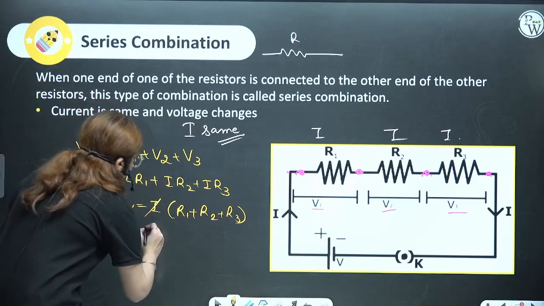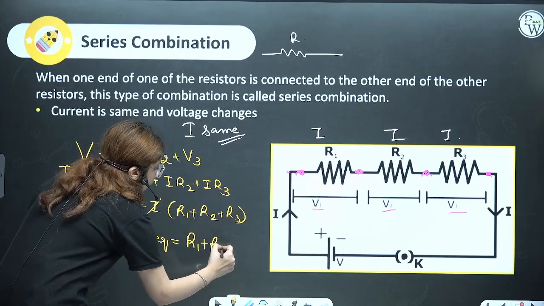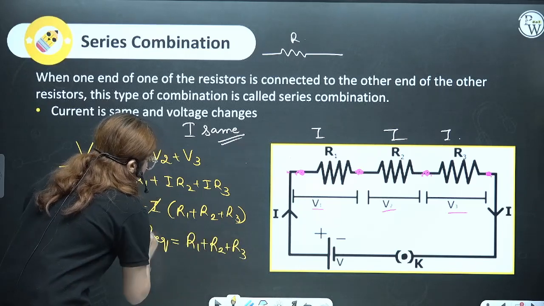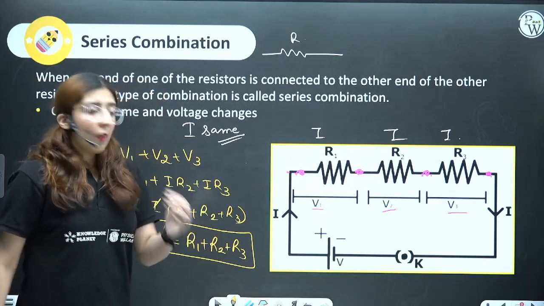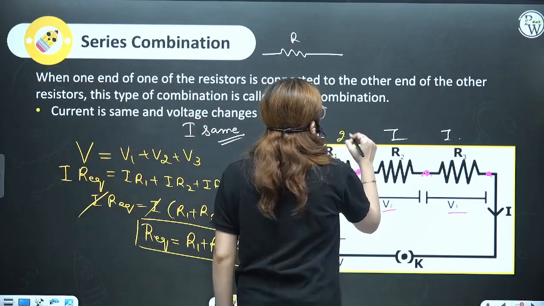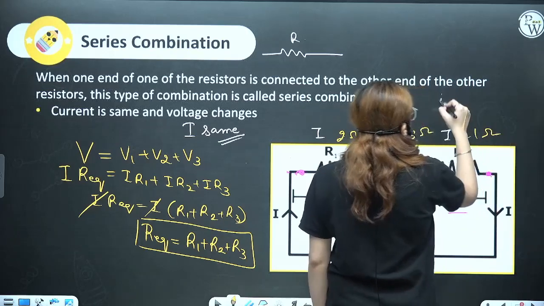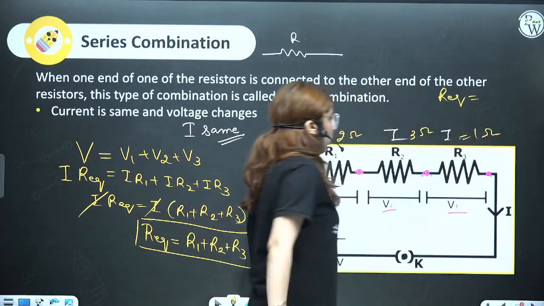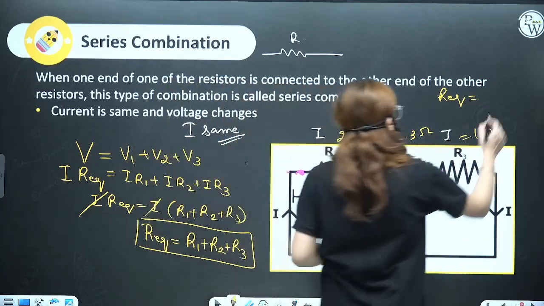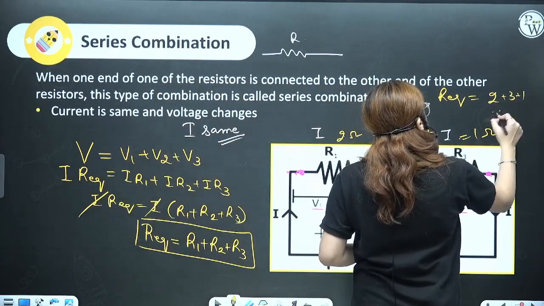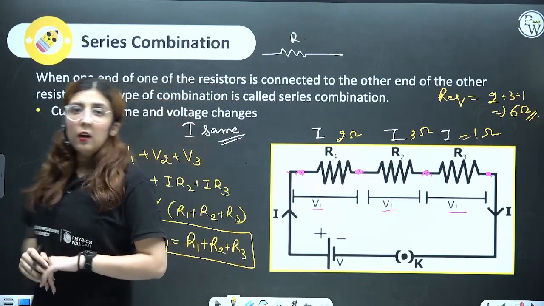In order to find the net or equivalent resistance, whenever the resistors are in series, you just have to add them. For example, if R1 is 2 ohm, R2 is 3 ohm, and R3 is 1 ohm, what is the R equivalent? They are in series, so directly add them. 6 ohm. Yeah, this is how we do it.